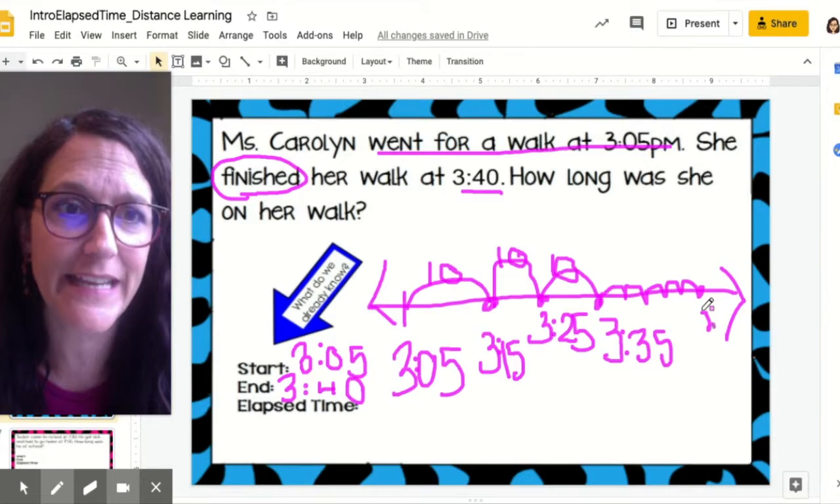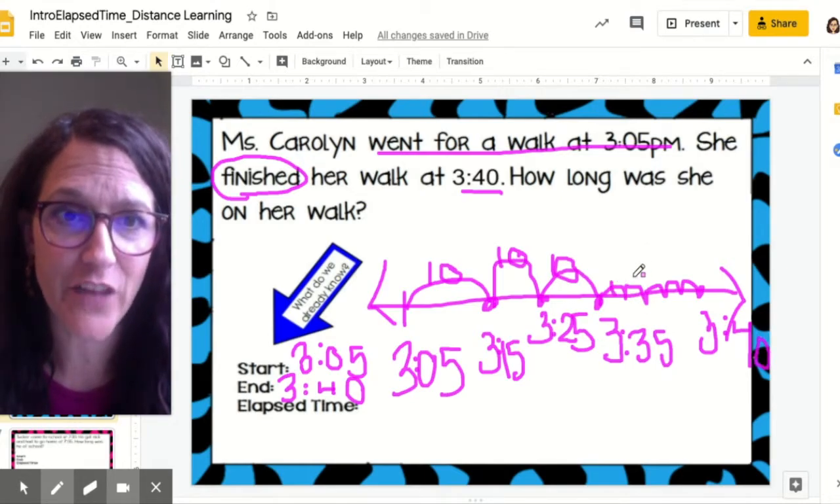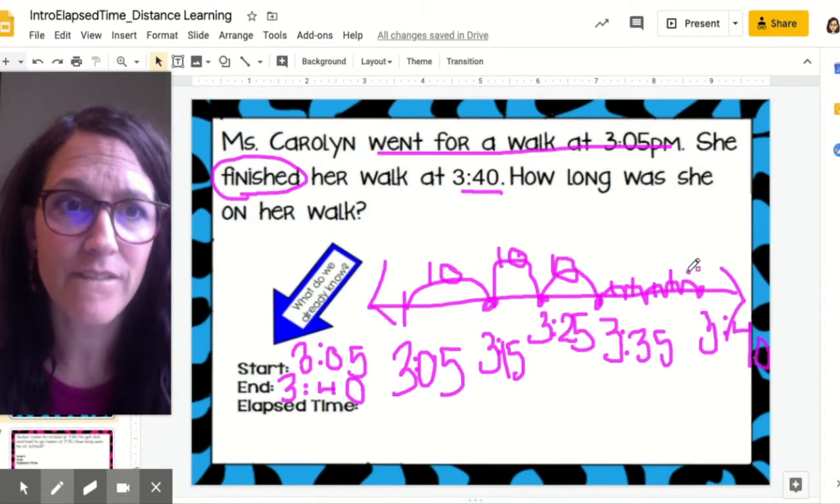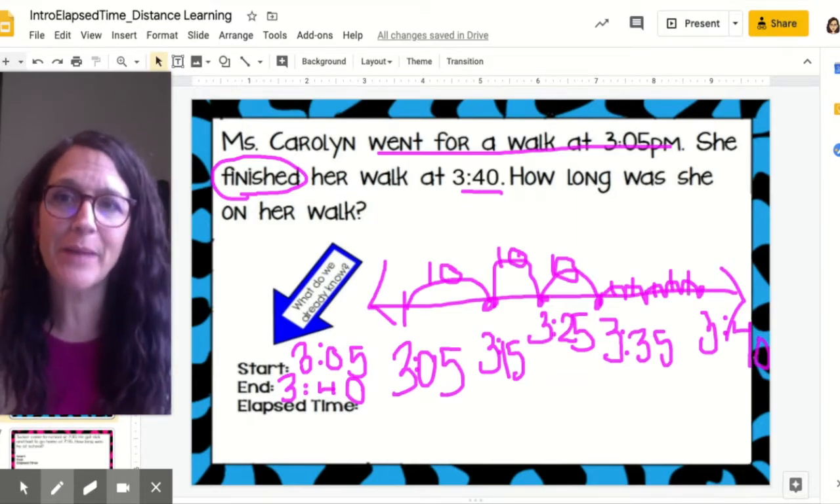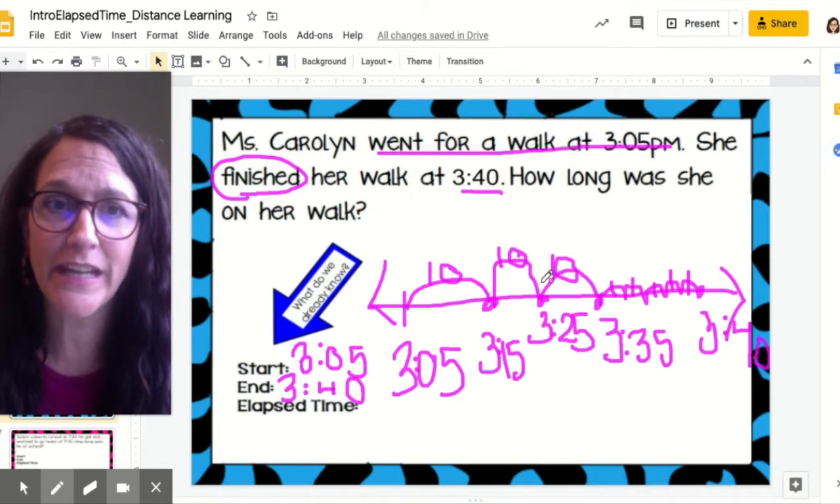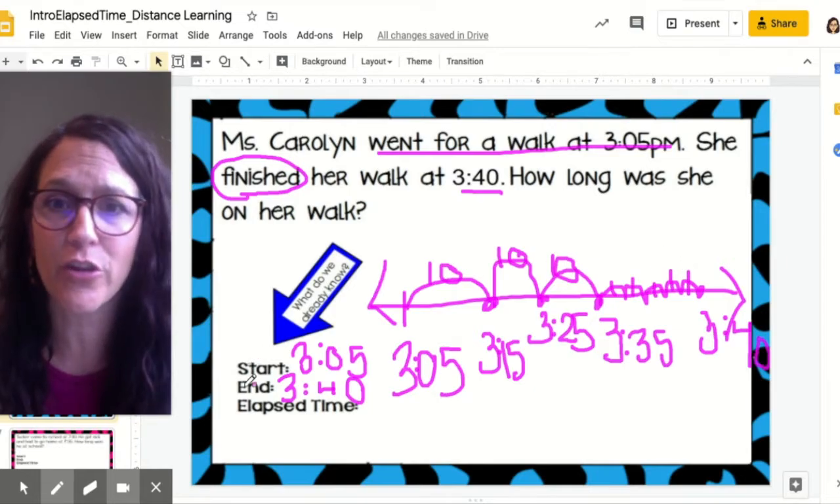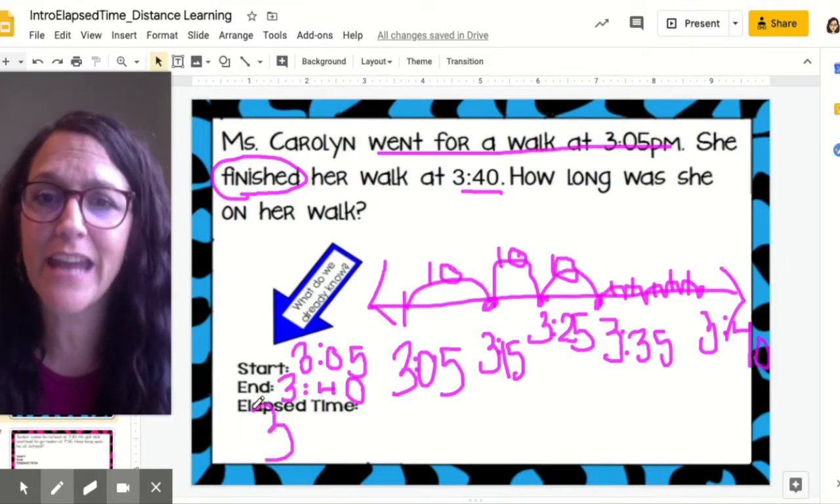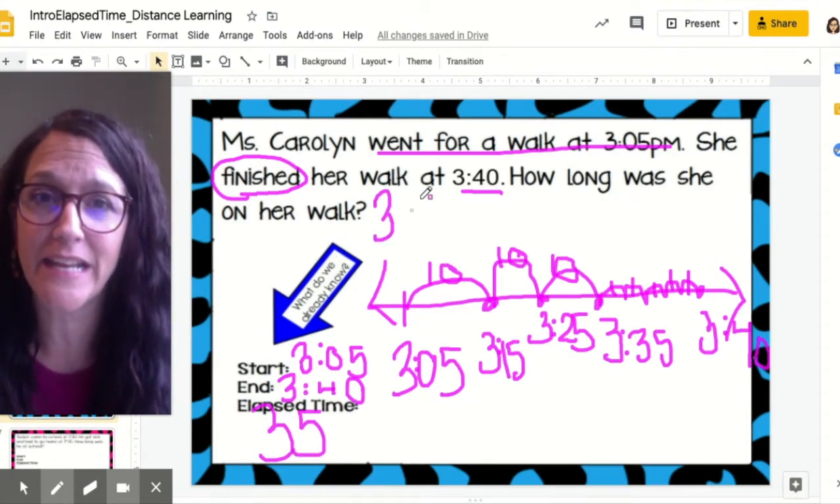There is my end time. And each of these I counted by ones. So I'm going to write a 1 for each of those. 1, 2, 3, 4, 5. So now I can count my jumps to know how much time passed from 3:05 to 3:40. 10, 20, 30, 31, 32, 33, 34, 35. So Miss Carolyn was on her walk for 35 minutes.